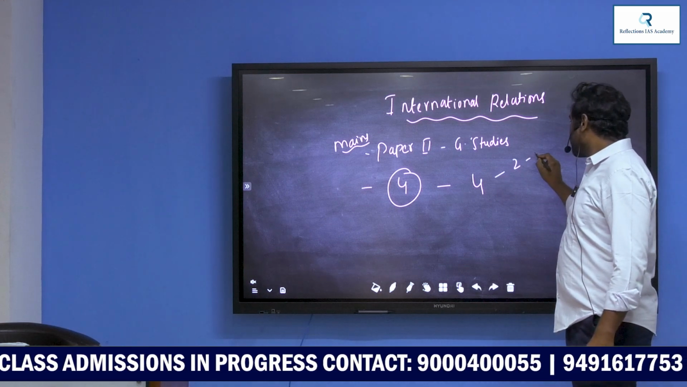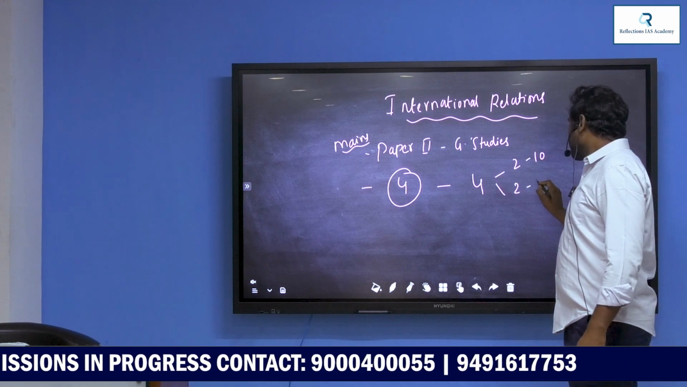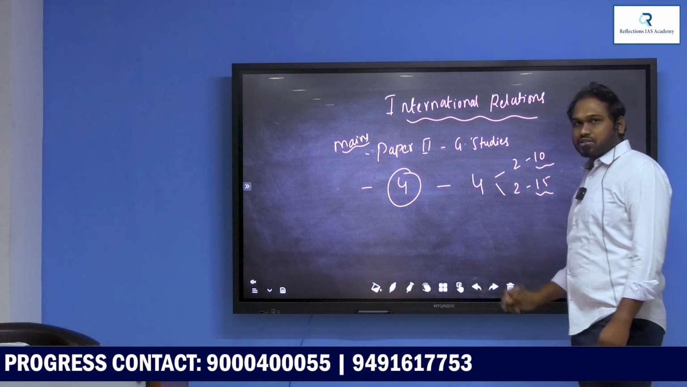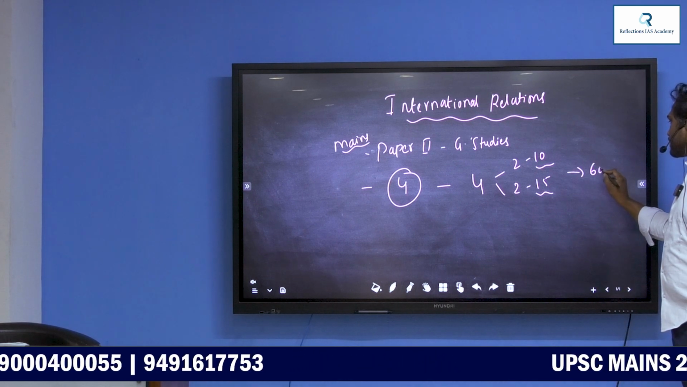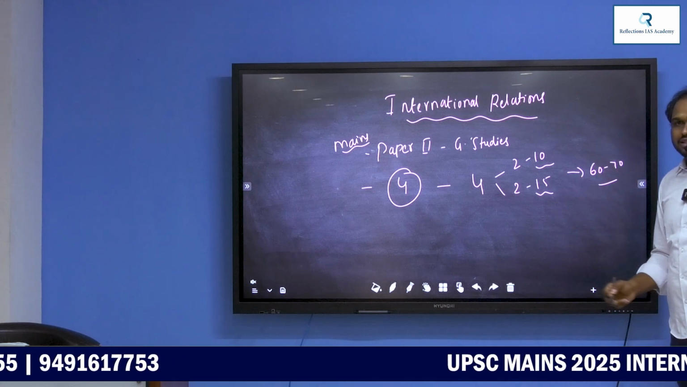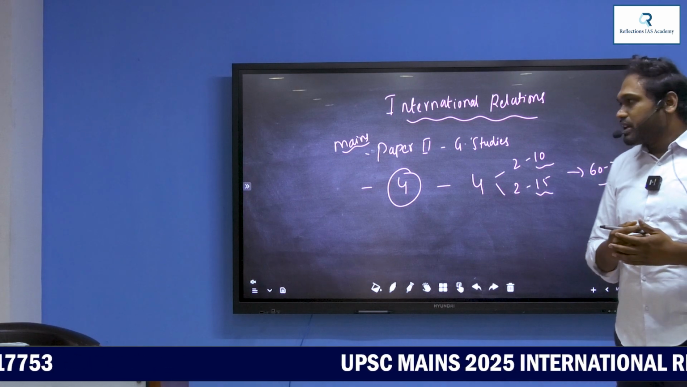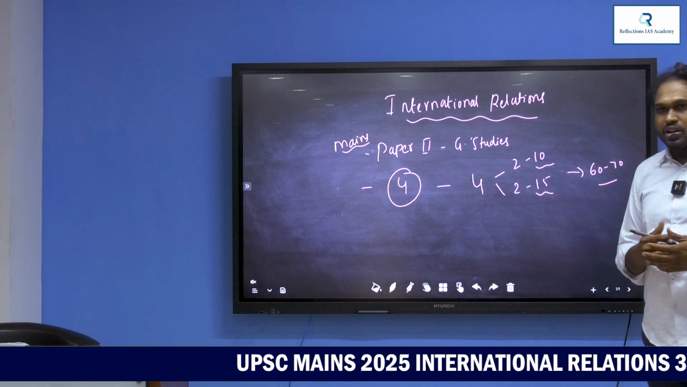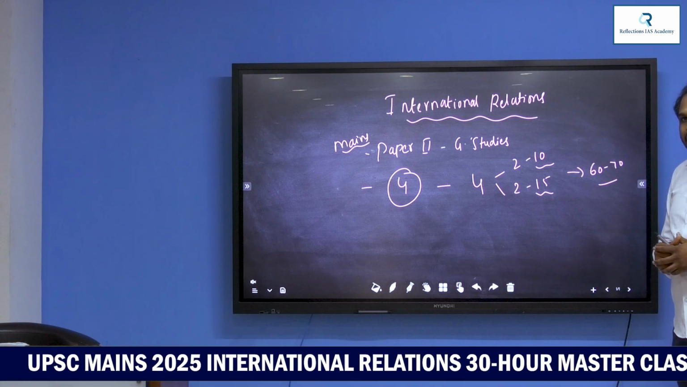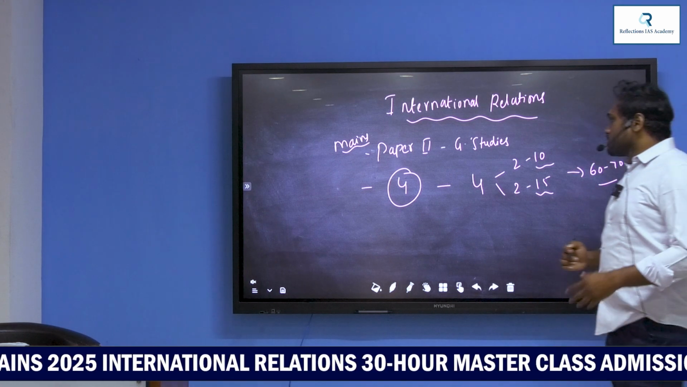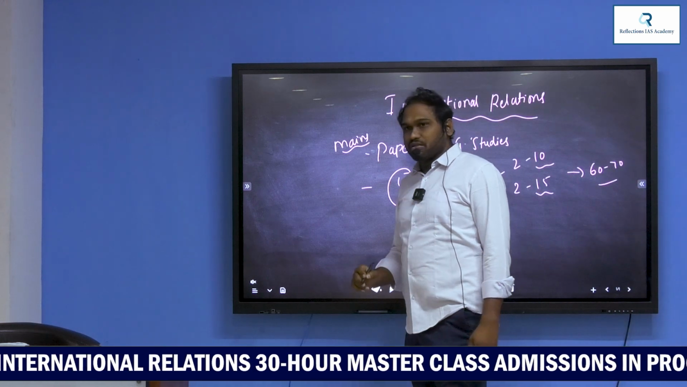2 questions are of 10 marks and 2 questions are 15-mark questions. Okay, it means nearly 60 to 70 marks. If at all one more question is given, we will have somewhere near 60 to 70 marks in our pocket with respect to this IR module. So, the syllabus is divided into 4 components only.